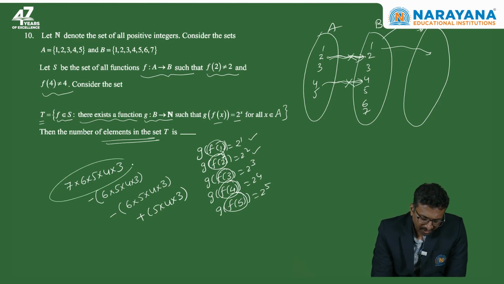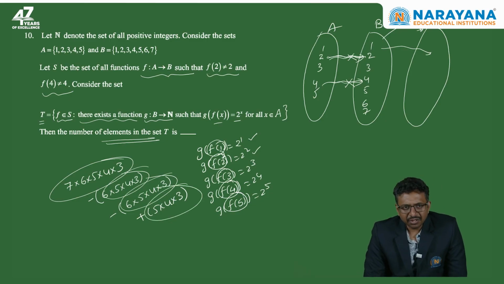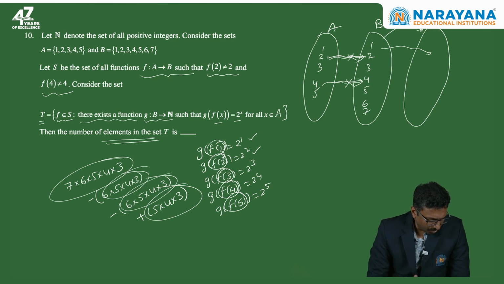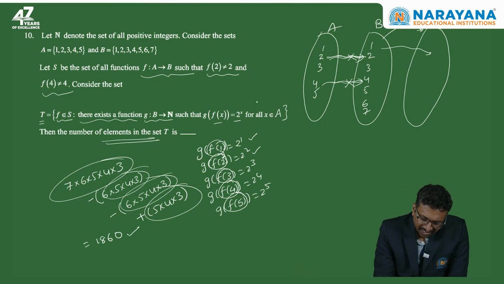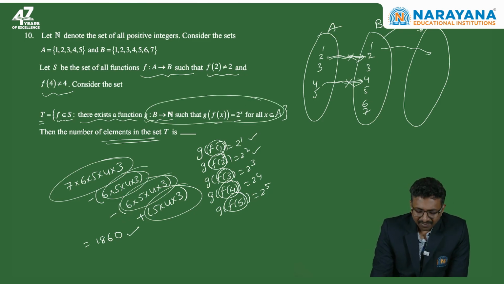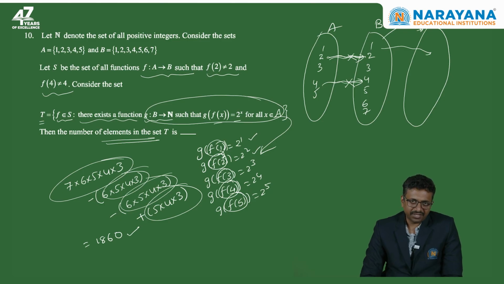So this is the total number of 1-1 functions minus the number of functions where 2 goes to 2 minus the number of functions where 4 goes to 4 plus the number of functions where 2 goes to 2 and 4 goes to 4. So this is called the inclusion exclusion principle. If you do this, you are going to get an answer of 1860. So I hope this is understood. The only thing that we need to understand in this is that this condition simply means that f of 1, f of 2, f of 3, f of 4, f of 5 have to be distinct numbers. They cannot be same.